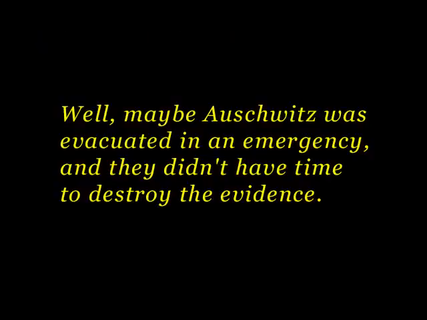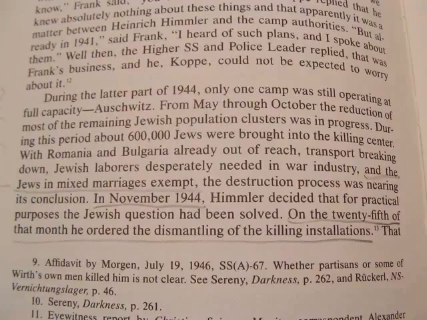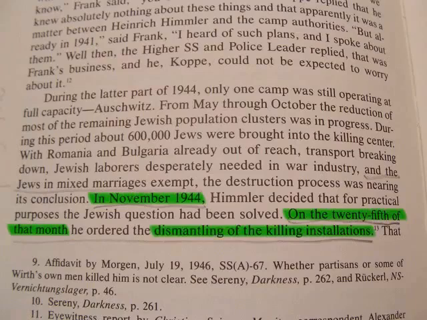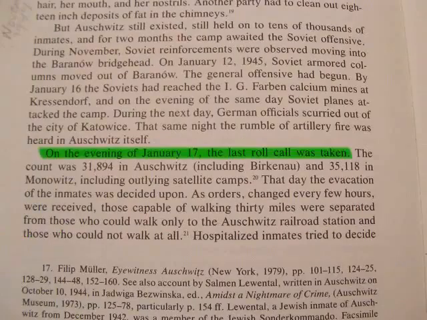Well, maybe Auschwitz was evacuated in an emergency and they didn't have time to destroy the evidence. Except starting on page 980, Raul Hilberg goes into 3 pages of detail describing how Auschwitz was not evacuated in an emergency. The highlighted parts of this paragraph state that Heinrich Himmler ordered the dismantling of the killing installations on November 25, 1944. Then we read on page 982.